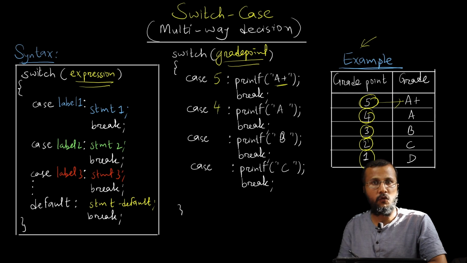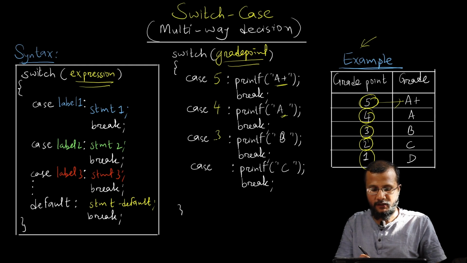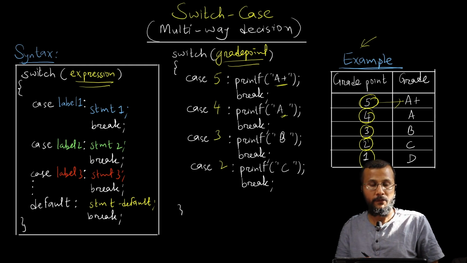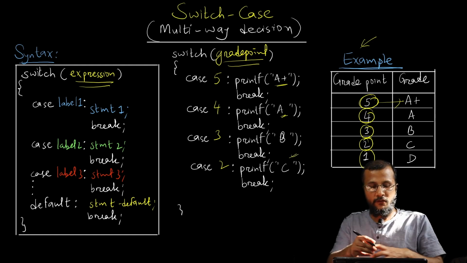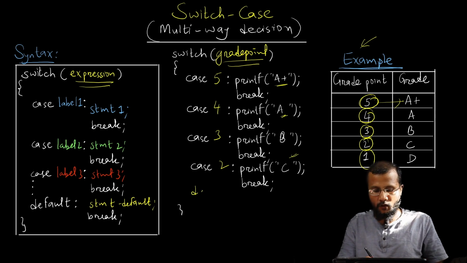Now, if case is 4, if grade point is 4, I'll display that the grade is A. Similarly, grade point 3, and grade point 2. If it is grade point 2, I'll display that C is the grade received by the student. Now, if none of these matches, then I'll have to go to the default case. So I'll write the default case here.